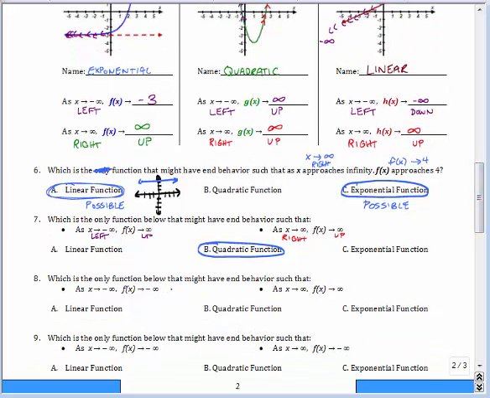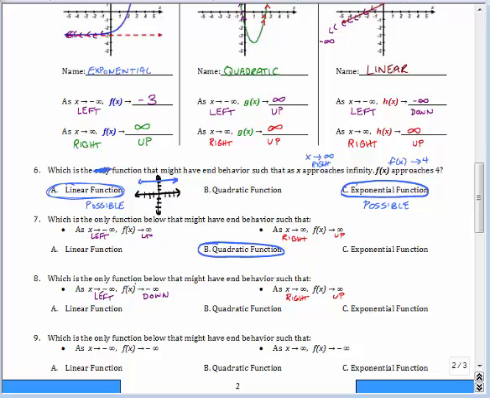Which is the only function below that might have end behavior such that as x approaches negative infinity, f of x approaches negative infinity, and as x approaches infinity, f of x approaches positive infinity. Let's write this down again in terms of left and right, up and down. As x goes to the left, this goes down. And as x goes to the right, from left to right, it goes up.